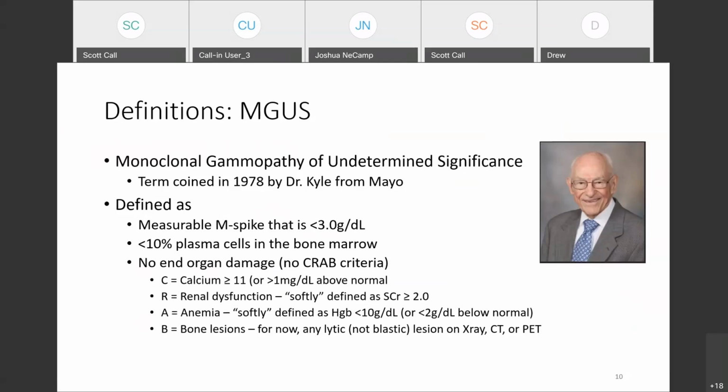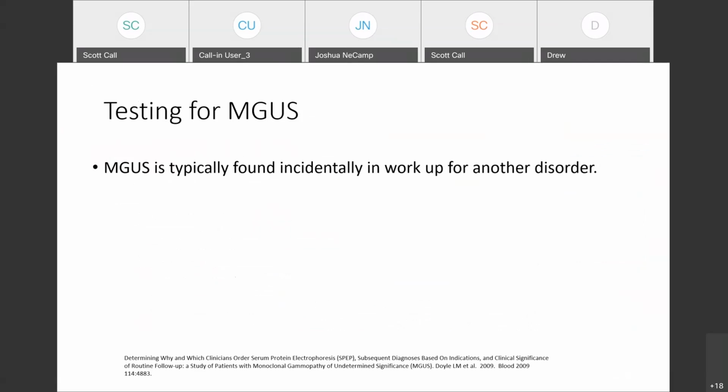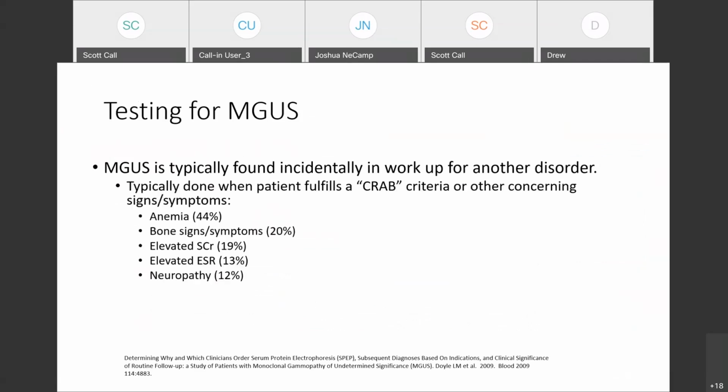So again, MGUS is a monoclonal gammopathy, but it doesn't meet criteria for myeloma and it doesn't cause any symptoms. It's typically found incidentally in workup for another disorder. And this is just a study that was done basically showing why people get diagnosed with MGUS. Oftentimes it's done in workup for anemia, but can also be done for these other things like having bone pain, having neuropathy. And most of the time, MGUS is diagnosed by one of you guys in medicine and not by a hematologist. So about 80% of the MGUS diagnoses are made by usually the primary care physician.